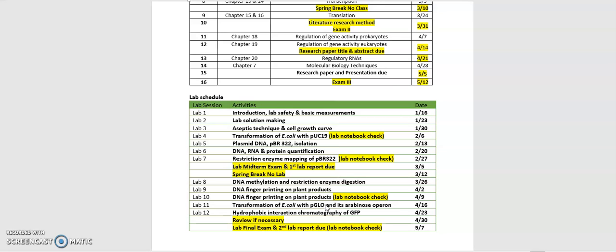GFP gene, when it's expressed, will make green fluorescent protein. After that, those transformed E. coli cells will grow in a liquid culture medium, and from those cells you'll be trying to isolate the GFP protein using hydrophobic interaction chromatography. So you'll do a bunch of exciting hands-on labs throughout this course.